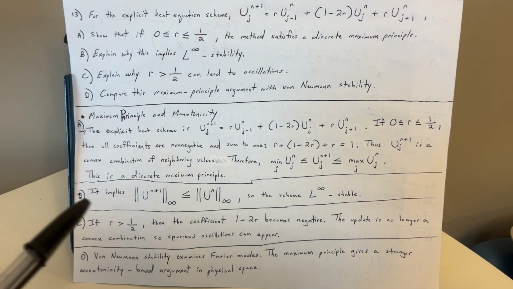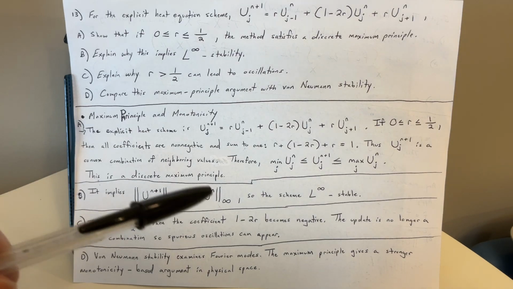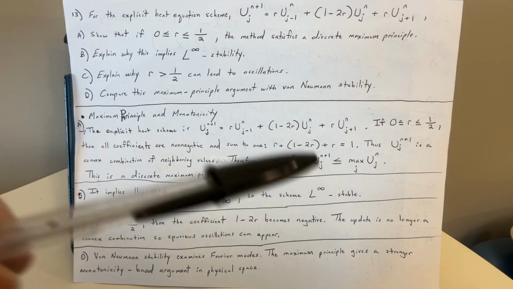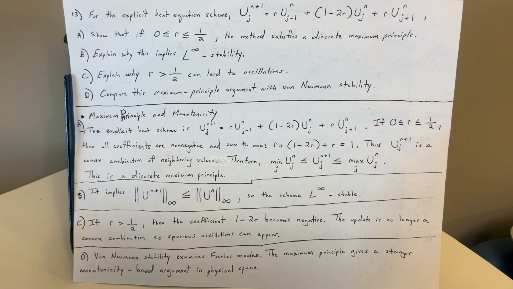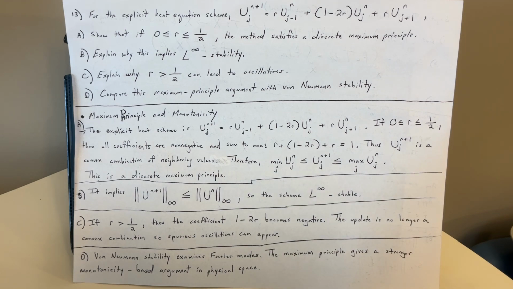And for part B here, it implies the infinity norm of u to the n plus 1 is less than or equal to the infinity norm of u to the n. So the scheme is L infinity stable. Part C, if r is greater than 1/2, then the coefficient 1 minus 2r becomes negative. The update is no longer a convex combination, so spurious oscillations can appear.